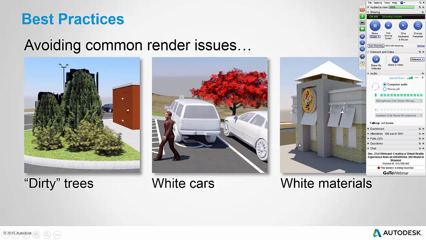Another one has to do with white materials. We saw this building had red and white stripes on it. It had red awnings and black lights, but the first time that I rendered this through the cloud-based renderer, this is what I saw. So we're going to look at what causes white materials.